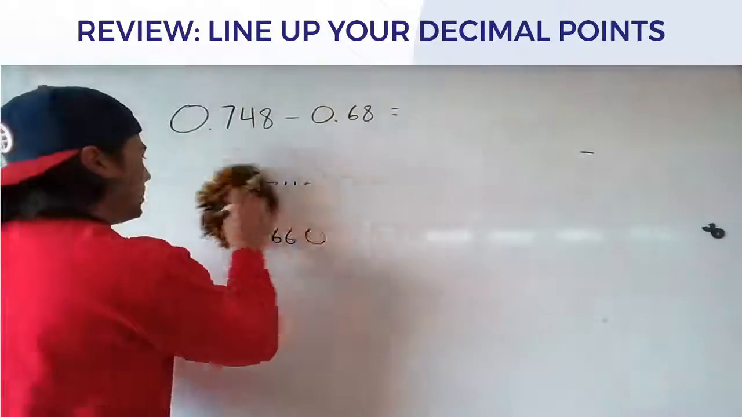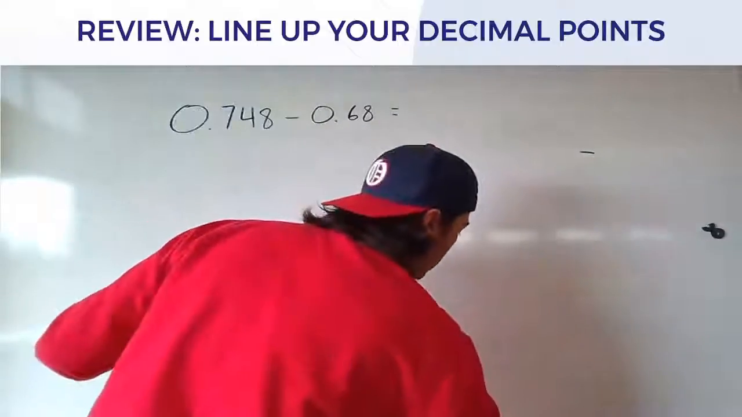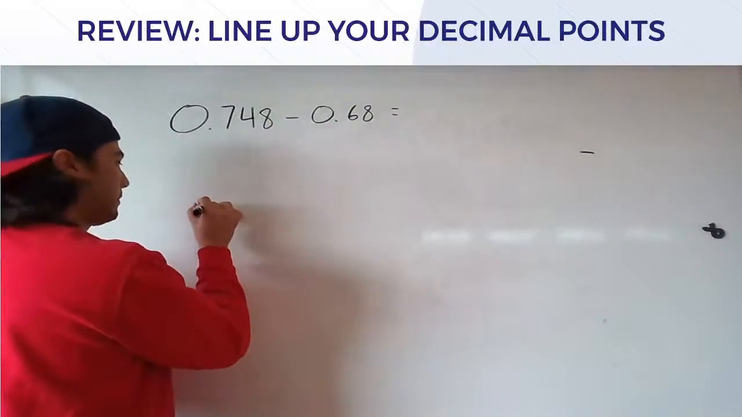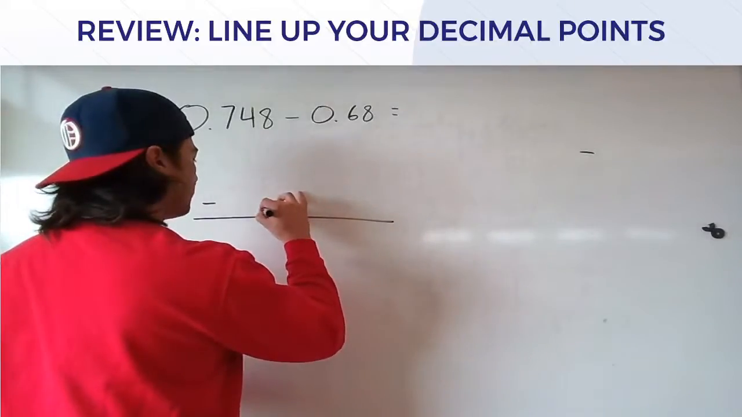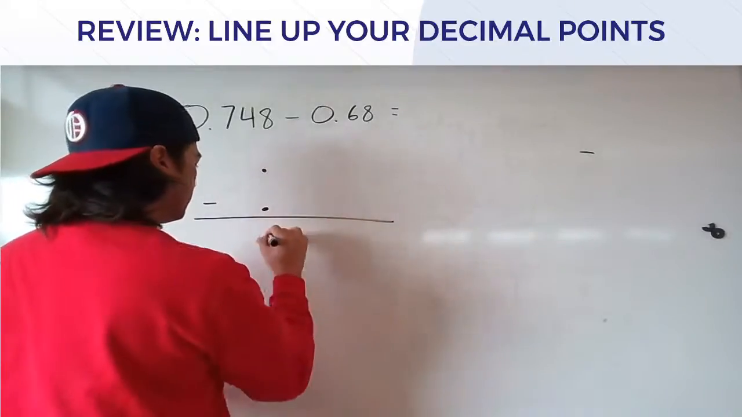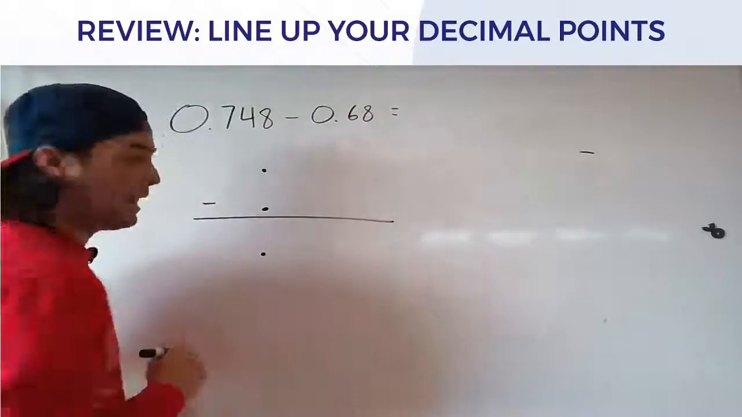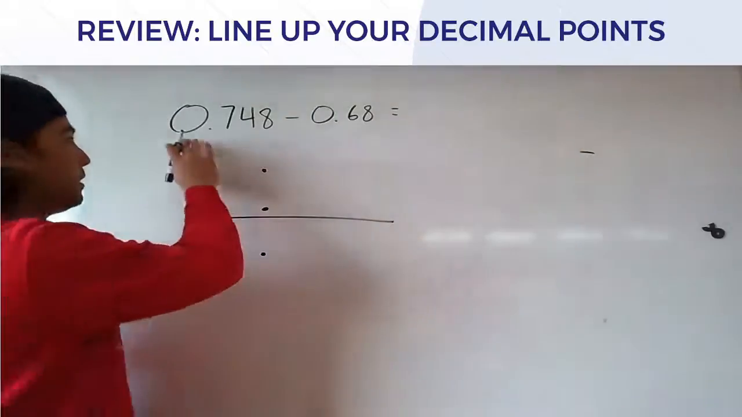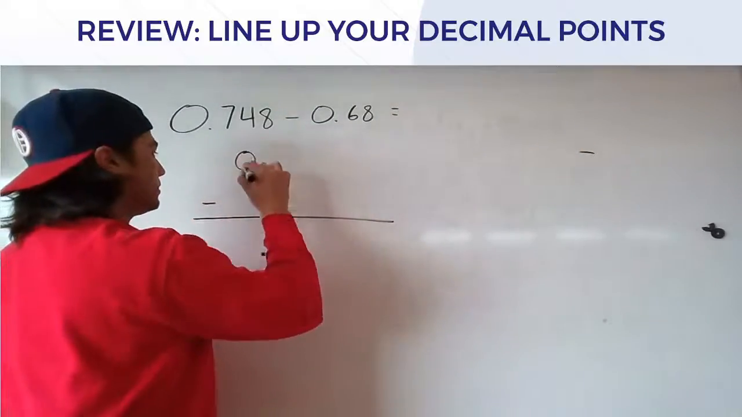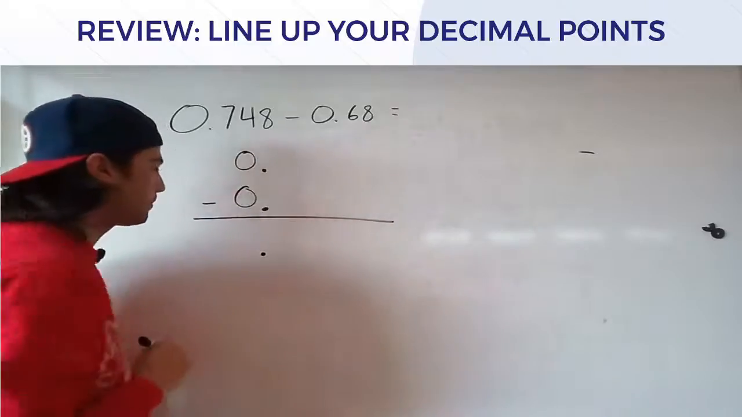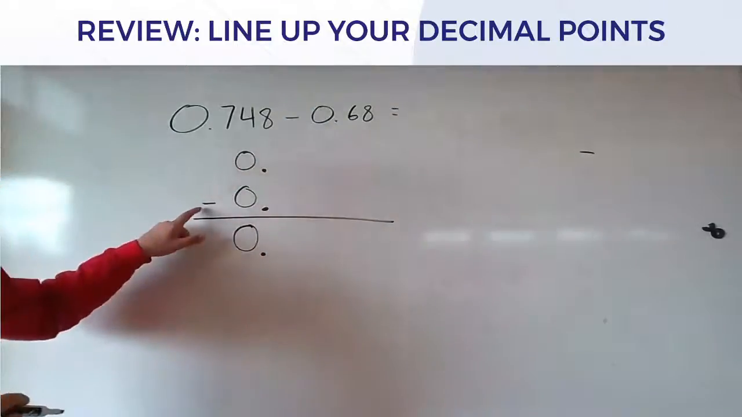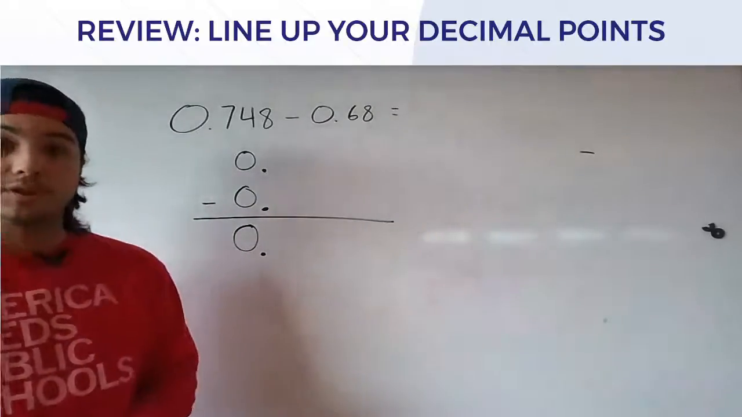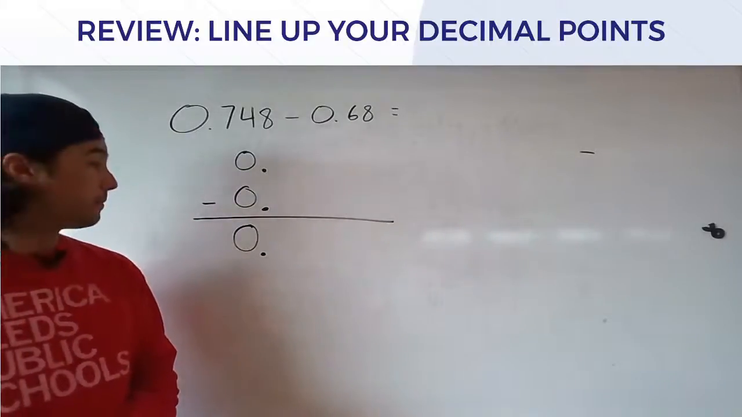So again, start your problem if this is tricky for you. Okay, start your problem with your decimal points. Just line 3 of them straight up. They're both zeros here, so we can just put zeros in the ones. And we can assume, because it's subtraction, that there's going to be a 0 in the ones as well, right?